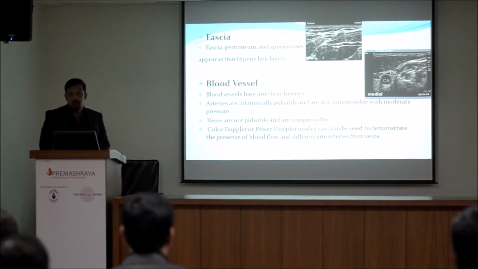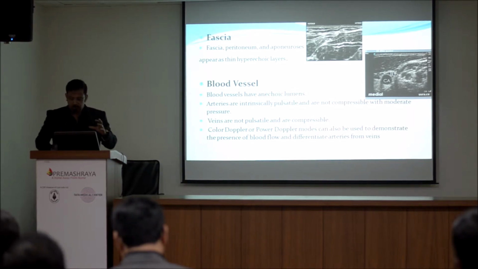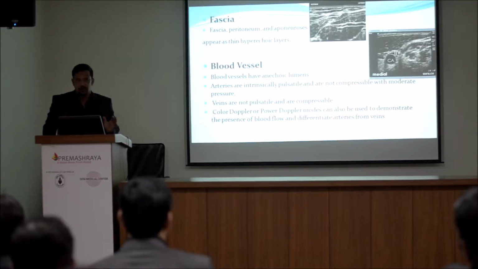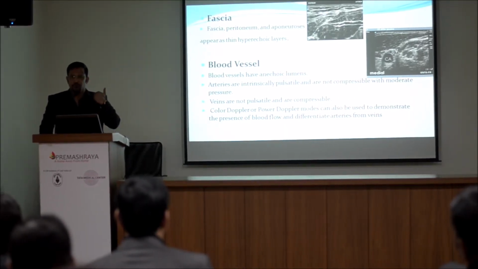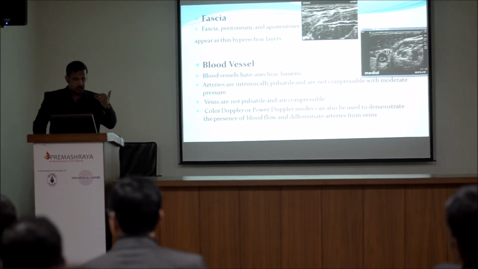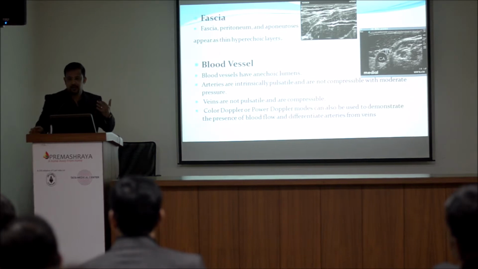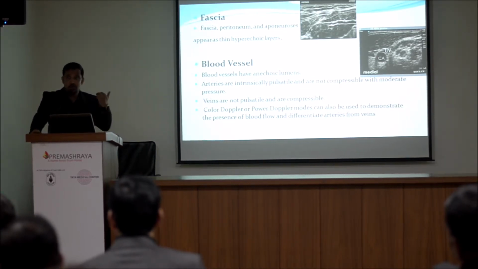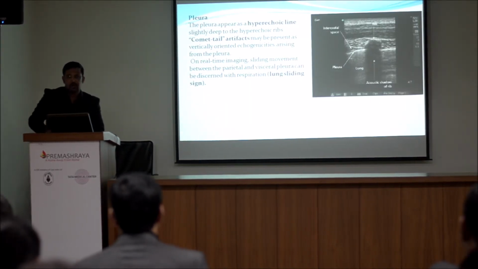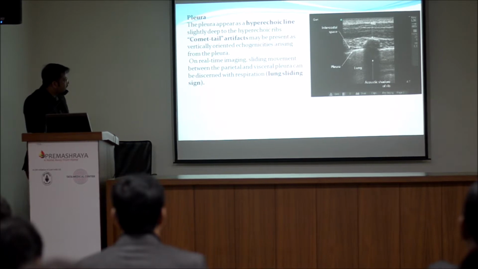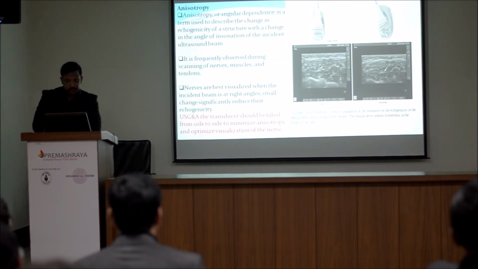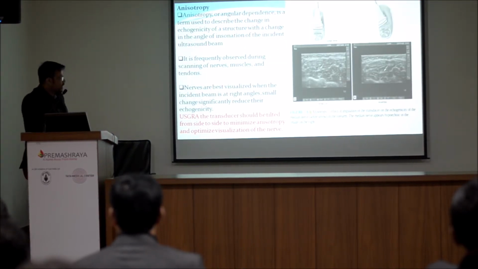In regional anesthesia, the color Doppler mode only helps you. It depends upon the flow of the blood towards the transducer or away from the transducer. Okay. Pleura will appear as a hyperechoic line, and you will have a lung sliding line with comet tail artifacts.